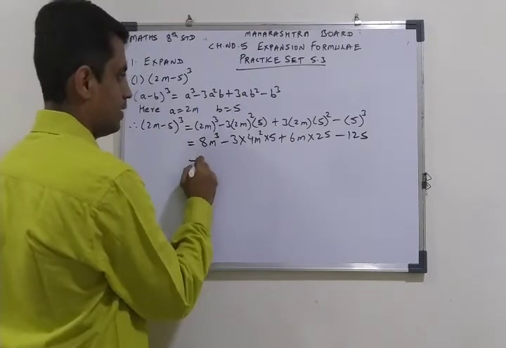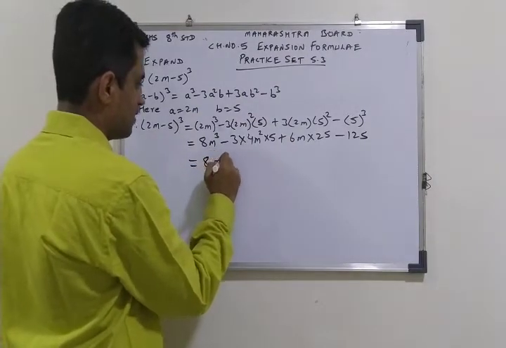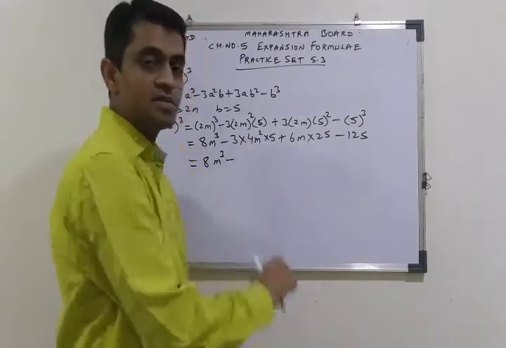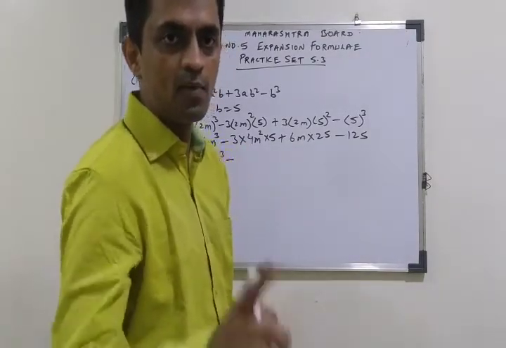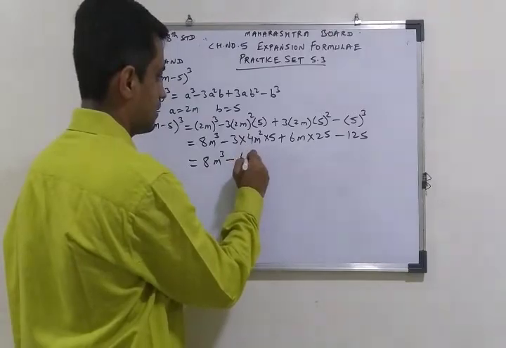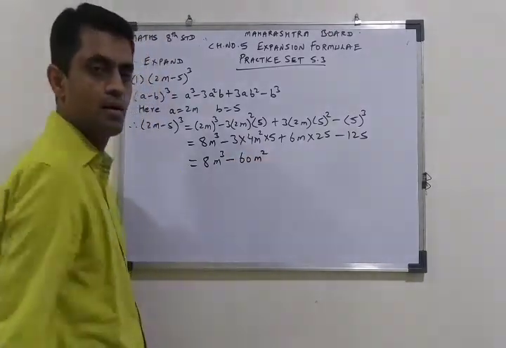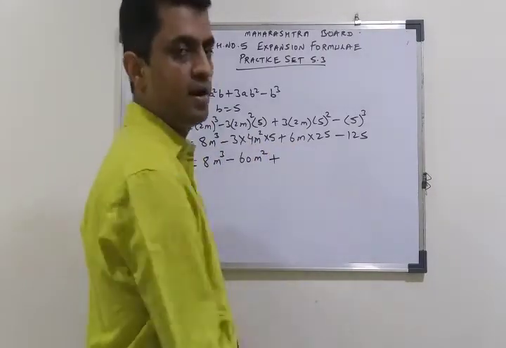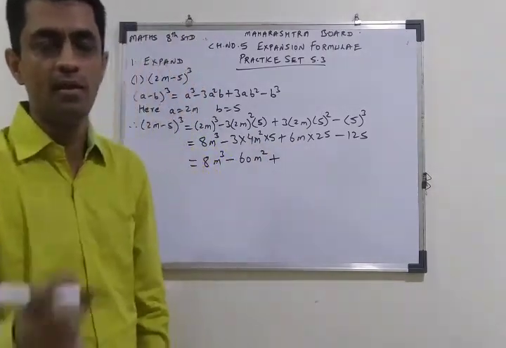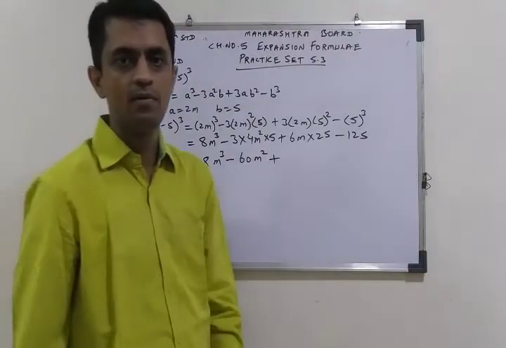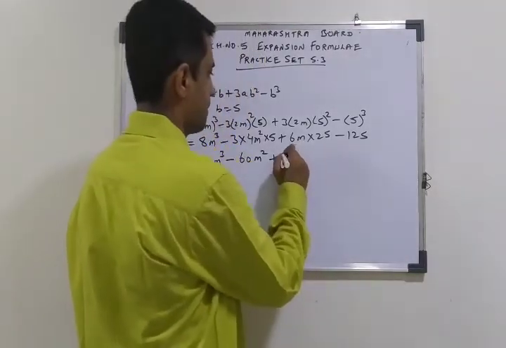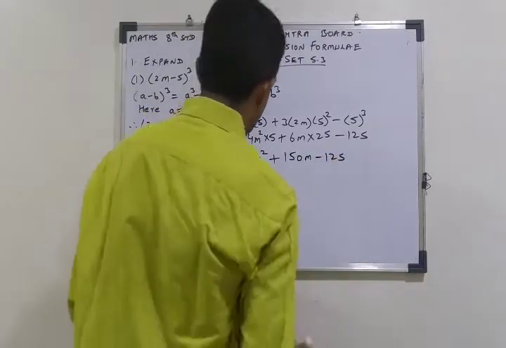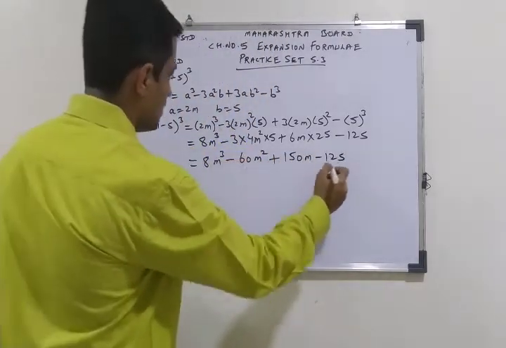Okay, fine. Now, let us simplify further. 8m cube minus 4 3s are 12, 12 5s are 60, 60m square plus 6 into 25. Yes, 6 into 25. Think. It would be what? 150m minus 125. So that's our final answer now.